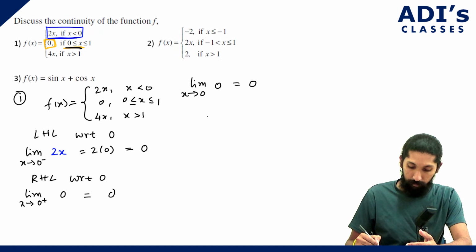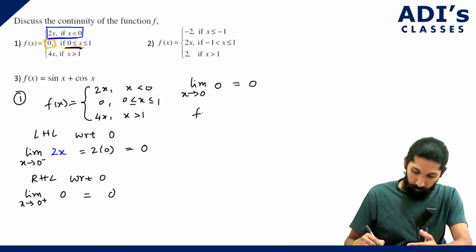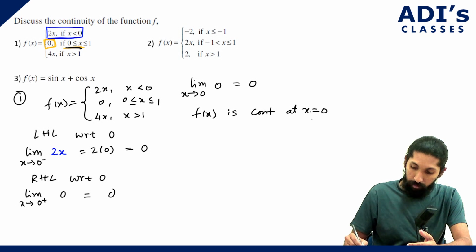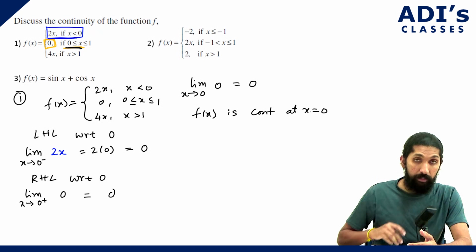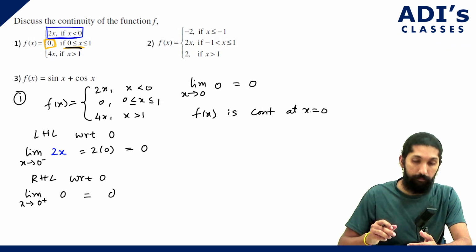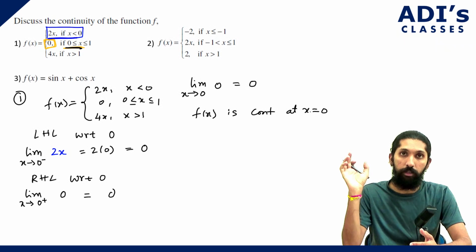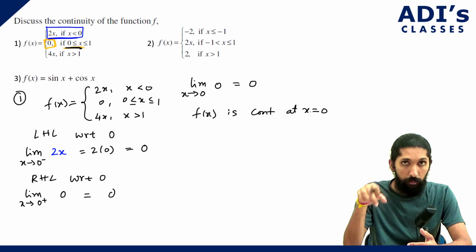So what can we say? That function f of x is continuous at x is equal to 0. Remember, at x is equal to 0, and this is not done because we also have that value 1, correct? At x is equal to 0, it is continuous. Okay, now we'll go for that 1 value.